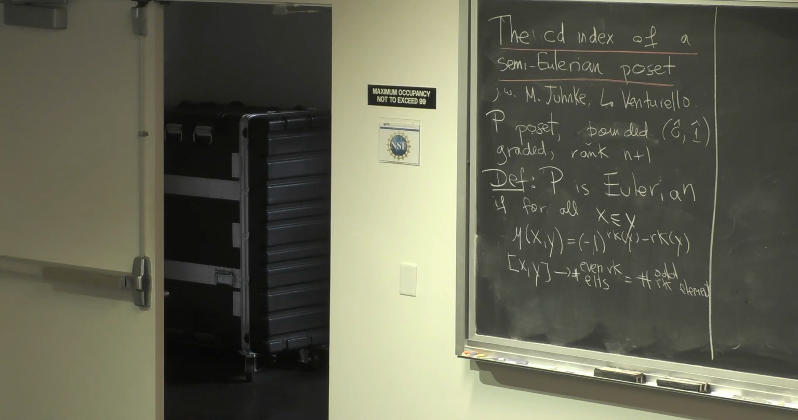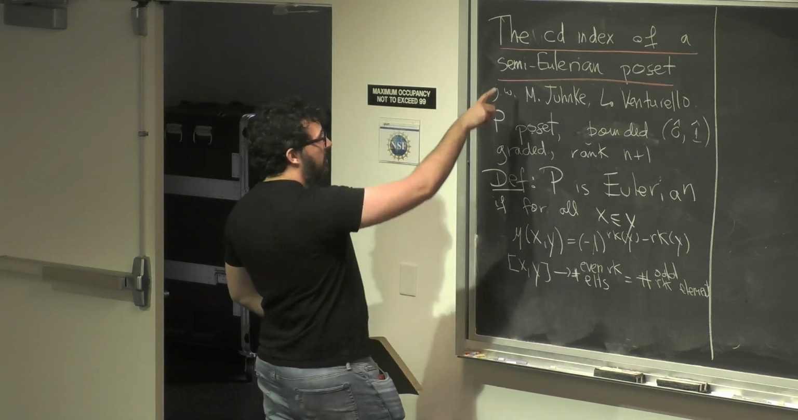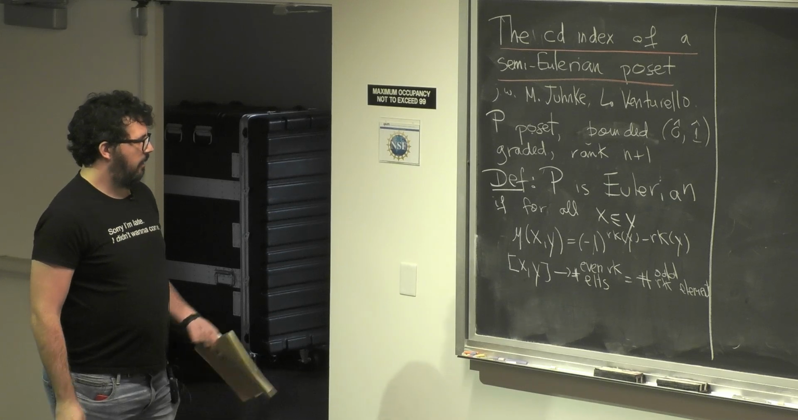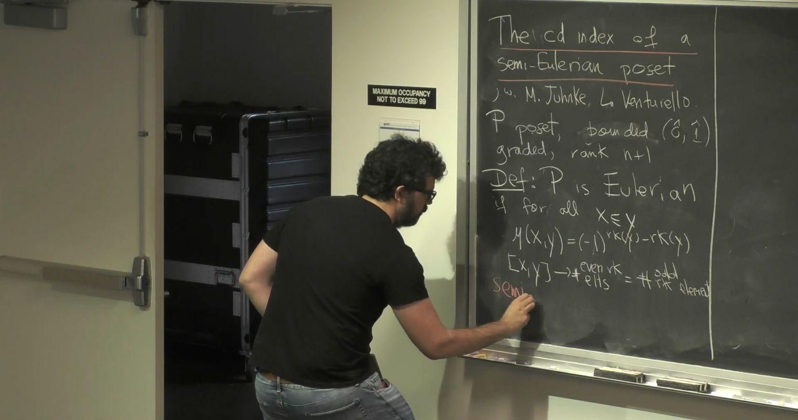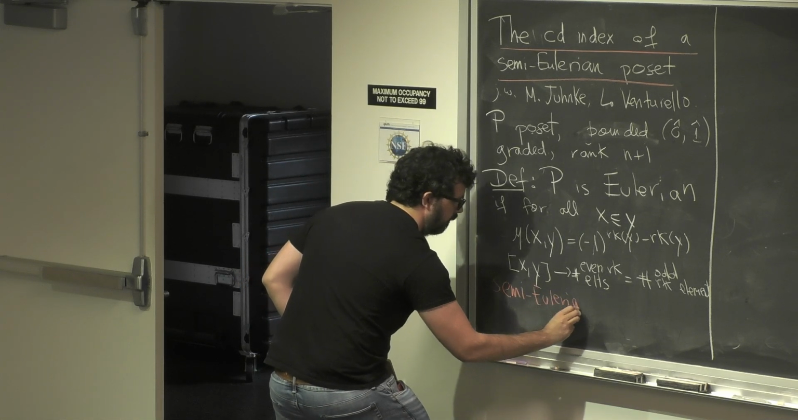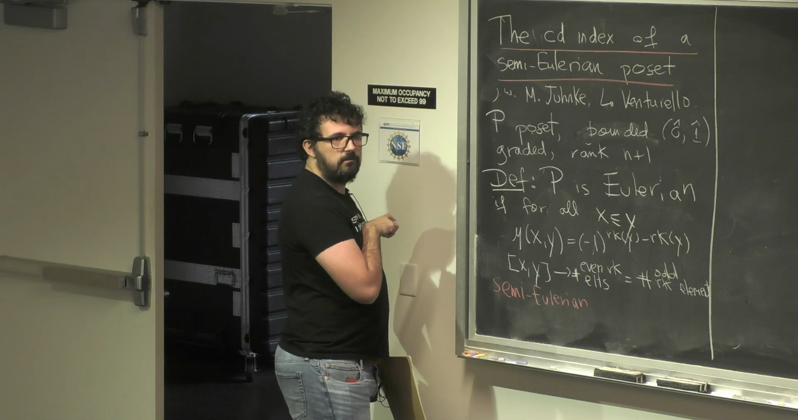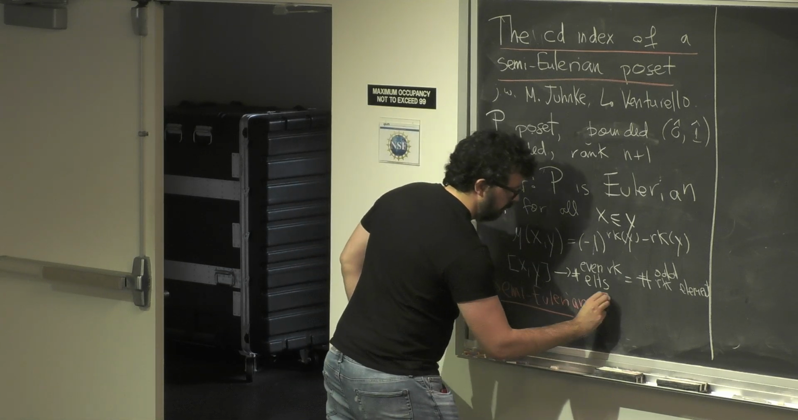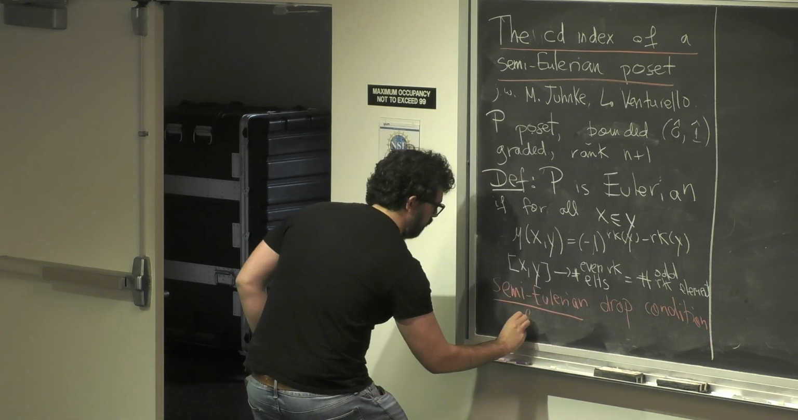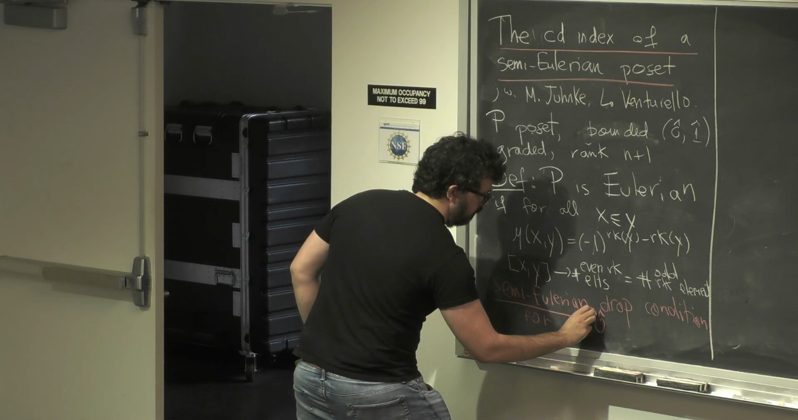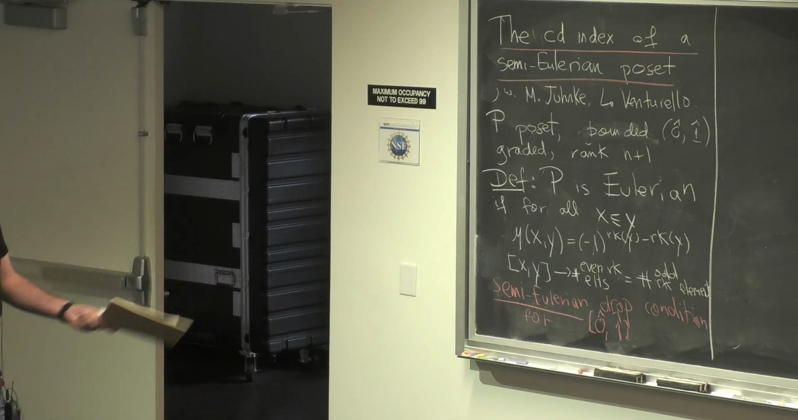And then, so that's an Eulerian poset, and I'll tell you a little bit how to navigate the Eulerian posets in a second, but I want to talk about semi-Eulerian posets, and the difference is not that dramatic. So semi-Eulerian is exactly the same, except that I'm not going to ask that this is satisfied for 0 and 1. Drop the condition for 0, 1. Okay? So what should you have in mind when I tell you this?